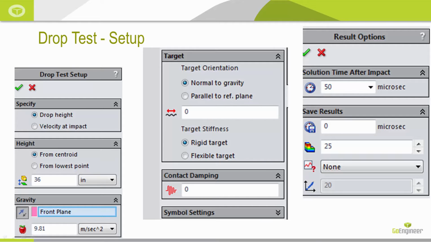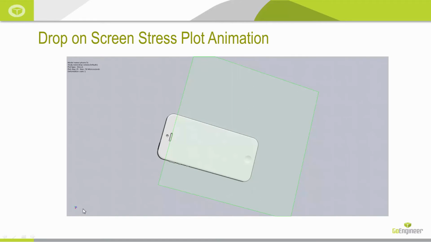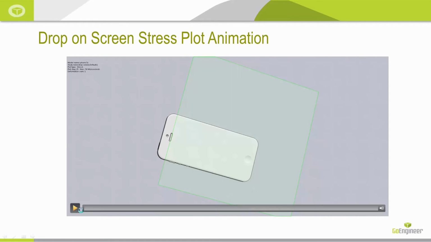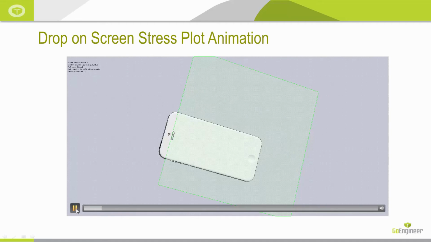From there, we set the options for what we want to record in our simulation. The drop test is an explicit dynamic analysis, meaning that we're actually looking at physical time steps after impact. So here we're looking at 50 microseconds and saving out a variety of plots along the way. We get excellent outputs like stress, displacement, and strain, and we can see how the orientation that we drop it in affects those results. What's excellent is that we're able to save out our results into animations. So here we're able to see our phone falling, hitting the ground, and how the stress spreads across it.